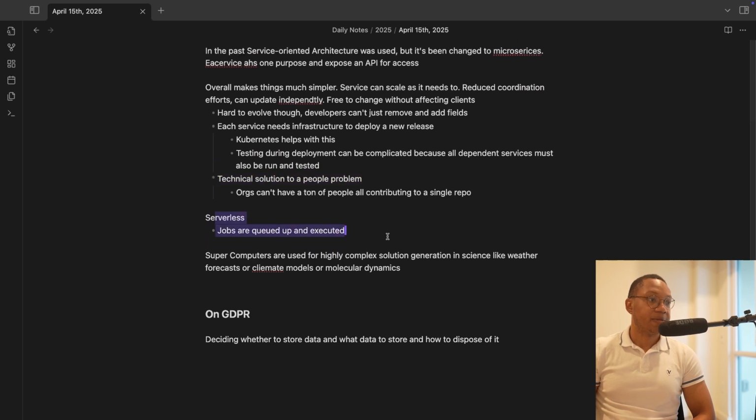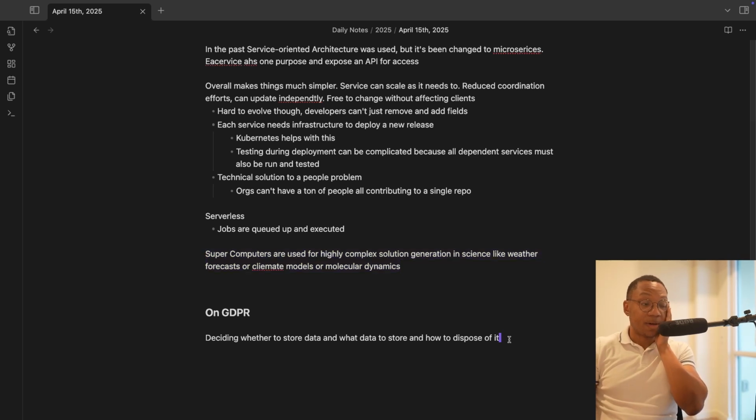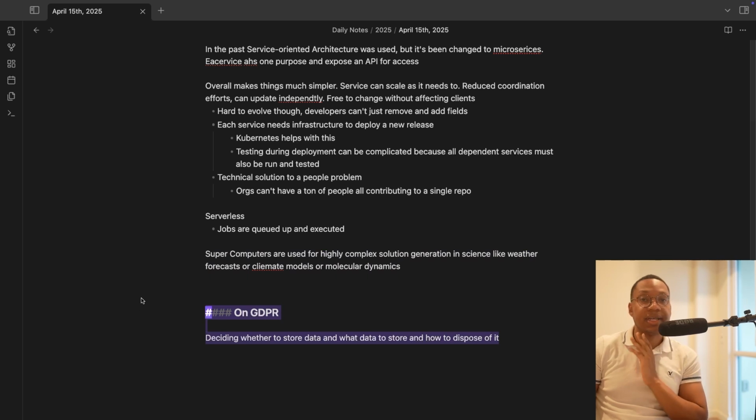And then serverless is that instead of doing a microservice, you just queue the job onto the cloud, and then the cloud will just run it independently. And then you got supercomputers, right? So if you need to run complex solutions, we have these supercomputers that we use to run really crazy algorithms. And then on GDPR, I didn't even bother really looking into it in too much detail. I think it's just how you're going to be disposing of your data.